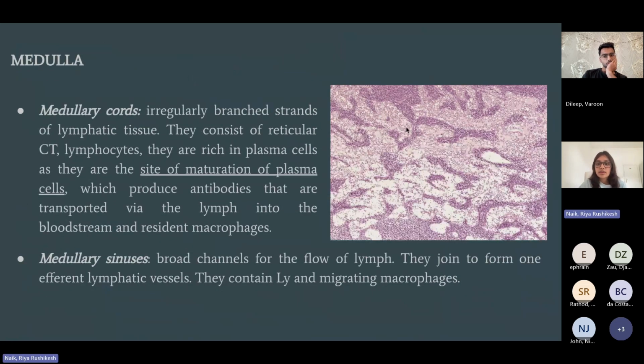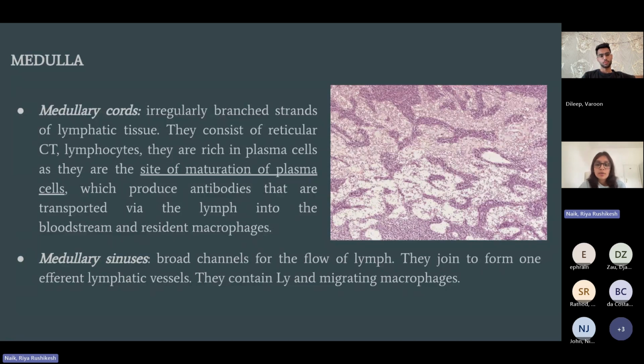The medulla consists of two structures. There are the medullary cords, which are dark, irregular bands, and they mostly contain plasma cells. They are also the site of maturation of the plasma cells, and they produce the antibodies, which then, along with the lymph, go into the bloodstream. And these white structures here are the medullary sinuses through which the lymph flows. Multiple medullary sinuses join together to form an efferent lymphatic vessel.